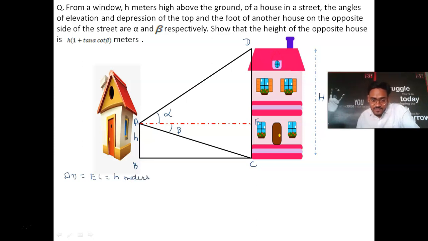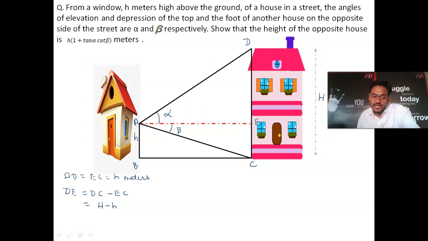No confusion. Similarly, students, if I calculate DE from here, just let me know what is the height DE. Can I write DE as DC minus EC? Any confusion? So DC is my capital H, I assumed, and EC is small h. So DE is going to be capital H minus small h.